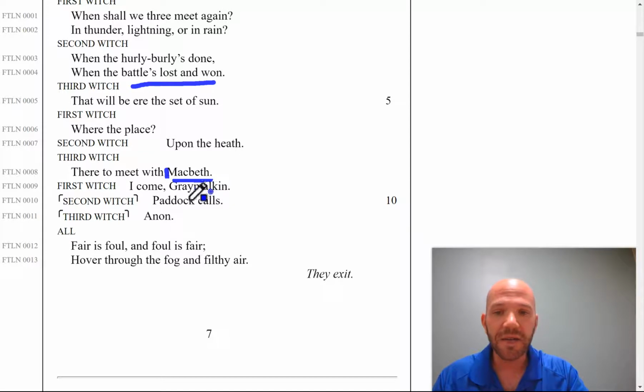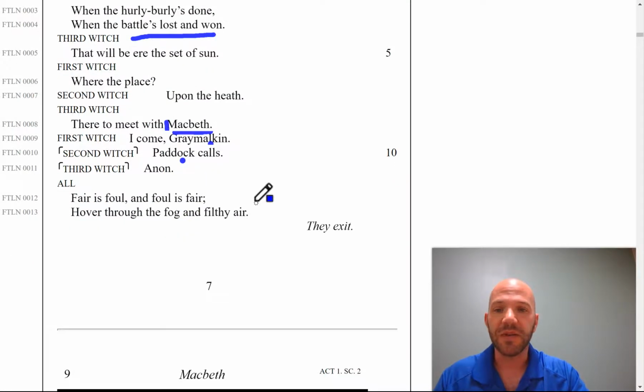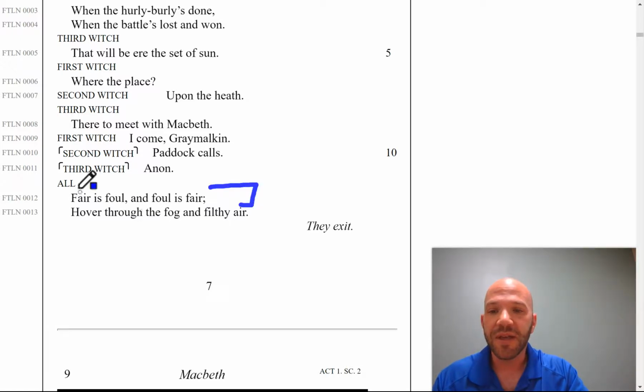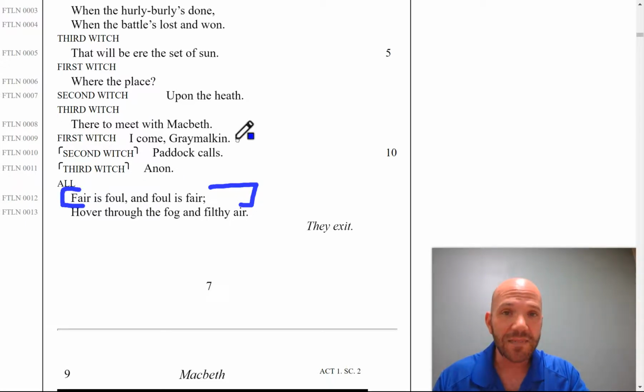These here are their little spirit demon animals that each witch supposedly had. That doesn't really matter that much, but this line really does matter a lot: Fair is foul, and foul is fair. Again, Shakespeare is setting up big themes that we're going to be exploring throughout the play by calling fair foul and foul fair. Fair there means good, foul means bad. So good is evil, and evil is good.